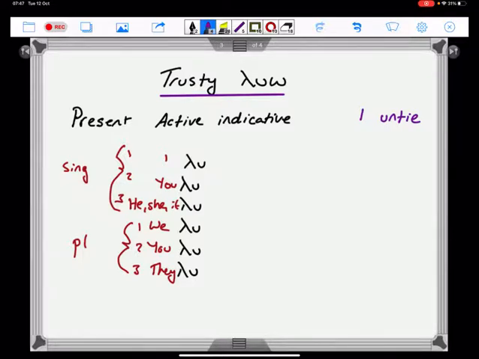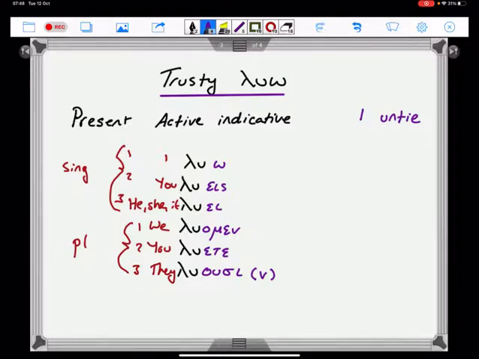The endings: luo, lueis, luei, luomen, luete, luousi. And at the end of that final one, luousi, we have what's called a movable nu. That nu is optional. In theory, it goes at the end of the word when the next word starts with a vowel, and that allows you to maintain a nice speech rhythm of consonant, vowel, consonant, vowel, consonant, vowel. In practice, you will see it used in some places in the New Testament and not in others.